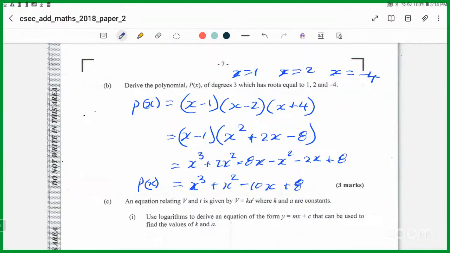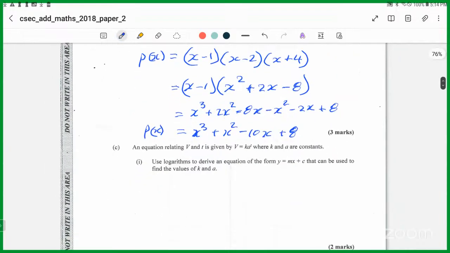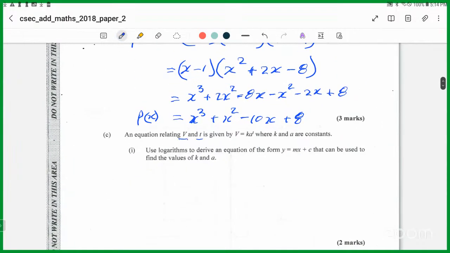Alright. The next part gives us this relationship. V and T are related by this. It says use logs to derive the equation in a form y equals mx plus c that can be used to find the value of k and a. So we need to write this in a linear form. We have to take logs to get it out, and it tells you here use logs. So we have v equals k a to the t.